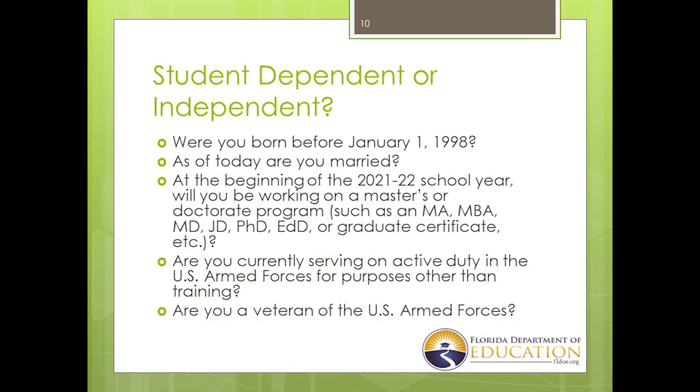The U.S. Department of Education identifies students' dependency status based on the following questions. If the student can answer yes to any of the following questions, you are considered an independent student on the 2021-2022 Free Application for Federal Student Aid, or FAFSA, and you will not need to provide your parents' information. However, if you answer no to all of the following questions, you are considered a dependent student, and generally your parents must provide parental information on your FAFSA. The questions are: were you born before January 1st, 1998?